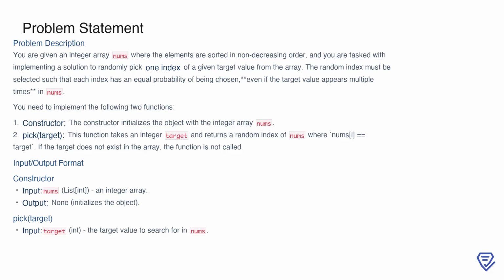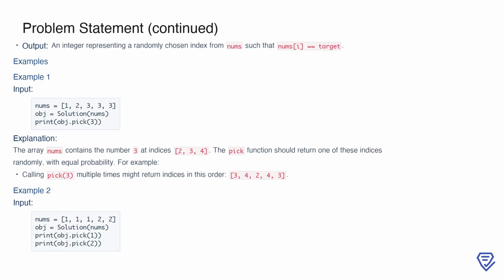To achieve this, you'll need to implement two functions. First, a constructor that initializes the object with the input array nums. And second, a pick method that takes the target value as input and returns a random index where the target is located. Note that the problem guarantees the pick function will only be called if the target exists in the array. The pick function is expected to return an integer representing a randomly chosen index from nums where the value matches the specified target. Let's go through some examples to understand this better.